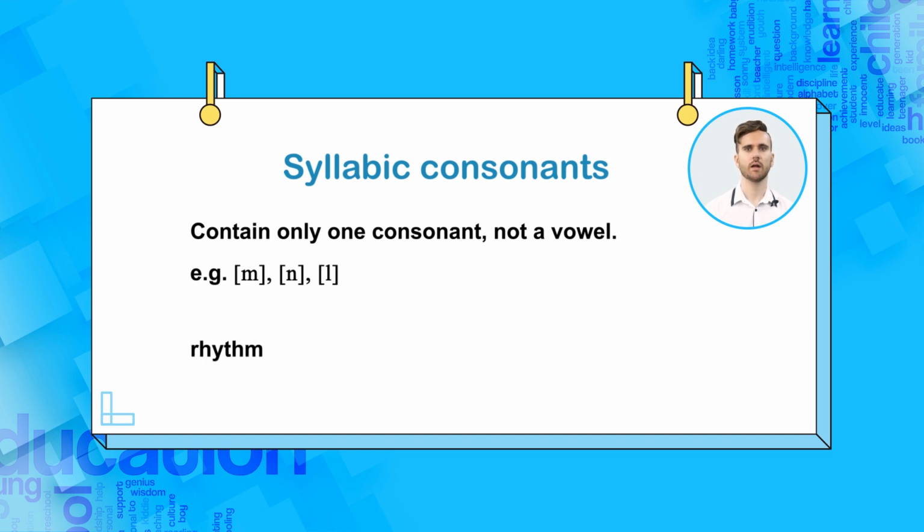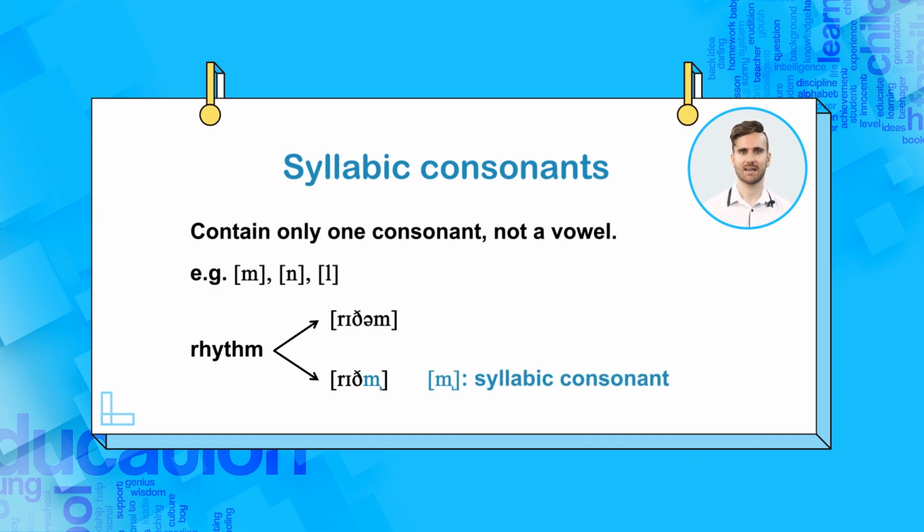For example, there are 2 ways to say rhythm. If you say rhythm, you can feel your mouth open slightly and your tongue move down between z and m in order to say the vowel. However, if you say rhythm, the little line under n means that it is syllabic. The pronunciation moves directly from z to n. In this case, n is a syllabic consonant because it is a syllable, yet there is no vowel.